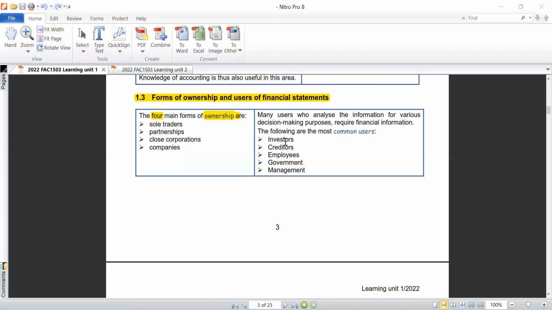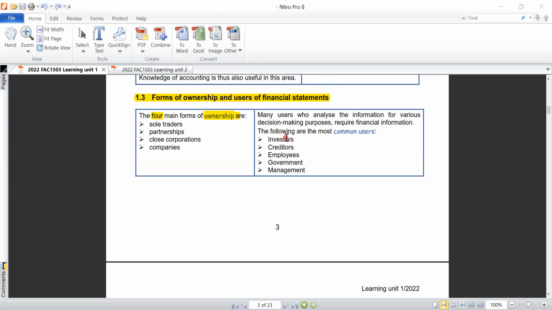Right. So now I'm trying to explain to you the common users of financial statements. You've got investors, creditors, employees, government, and management. What I want to explain is why these groups of users are interested in the financial statements of an organization. Number 1, an investor is interested in the annual financial statements of an organization so as to make an informed investment decision in the company.